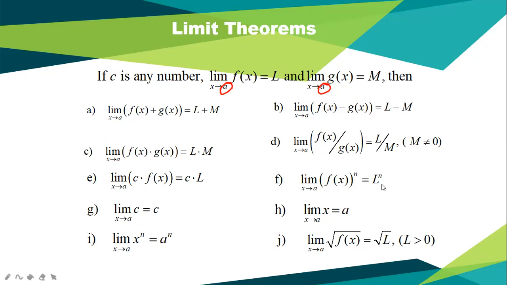Okay? So here, this would be our power rule. Then this is the constant rule. And the rest we can use for derivatives. These limit theorems are the basis of the derivative rules. So the limit of x as x approaches a is equal to L. Sorry guys, it is direct substitution.